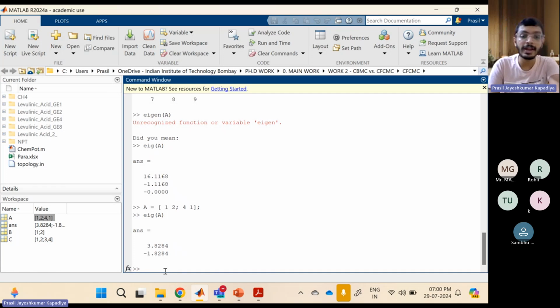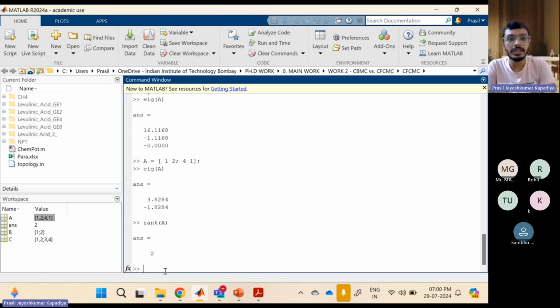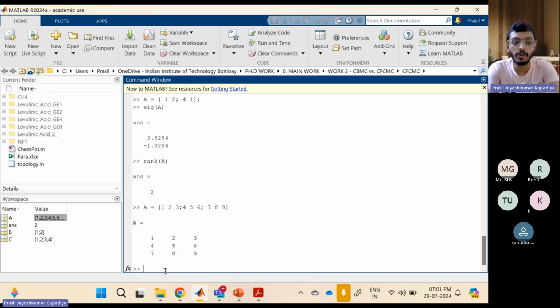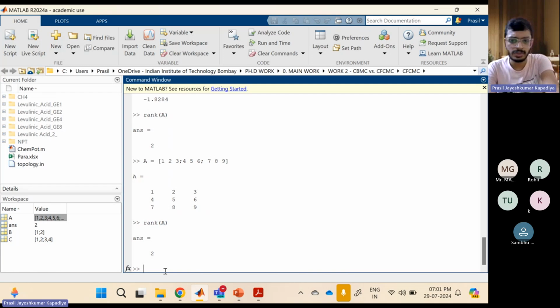Let's say now I want to find the rank of the matrix. So I will write rank of A. It will give me the rank of the matrix. So that rank is 2. Let's say my matrix is this one and I want to find the rank. So I can find rank of A like this. This matrix also has rank 2.